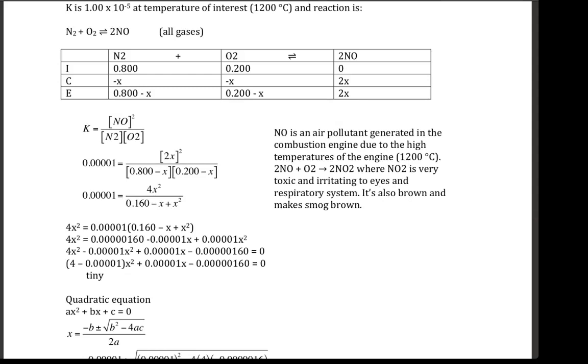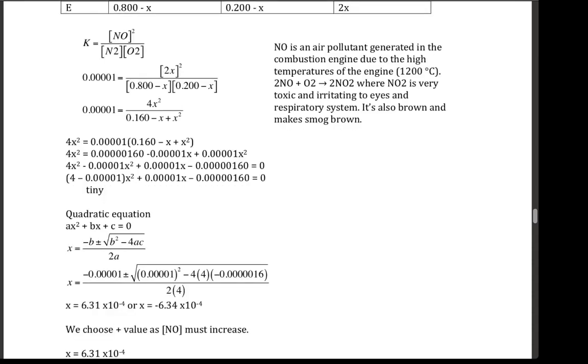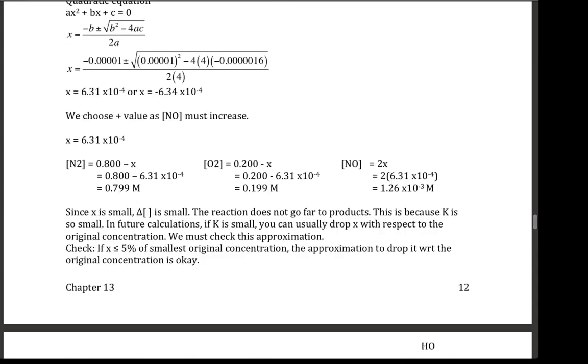So if we could drop x with respect to those initial concentrations, it would make our algebra a whole lot simpler. And that's what I have in this paragraph here. Since x is small, the change in the concentration is small. That's what x represents. The reaction does not go far to products. This is because K is so small. In future calculations, if K is small, you can usually drop x with respect to the original concentration. We must, however, check this approximation.